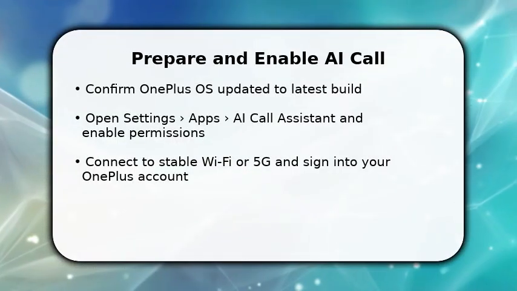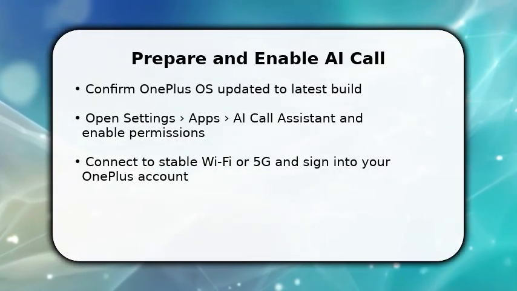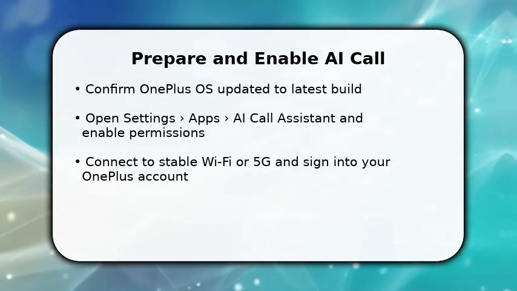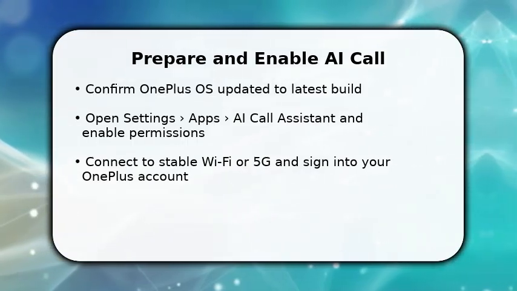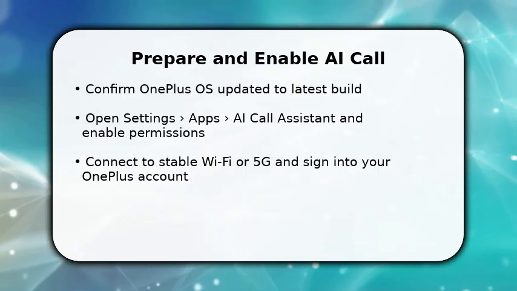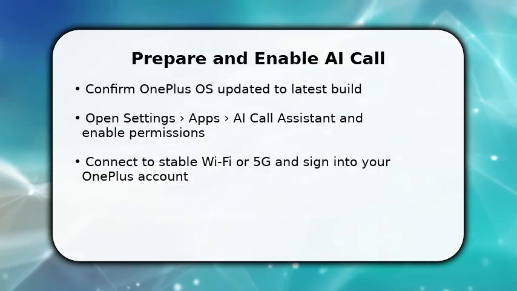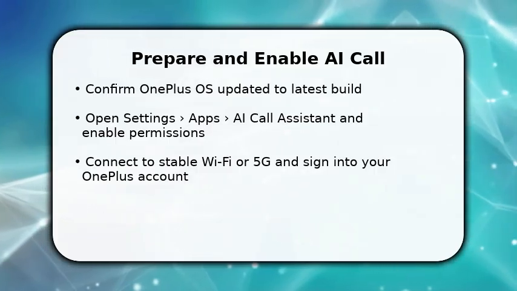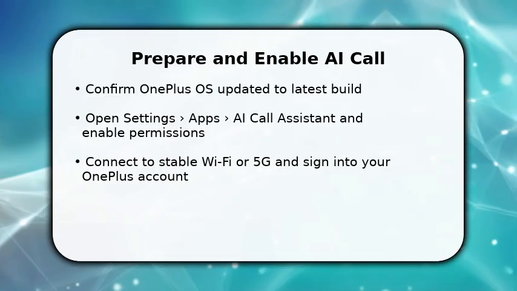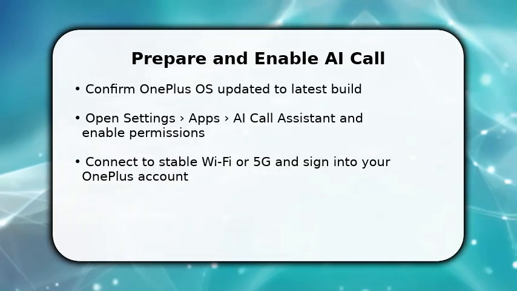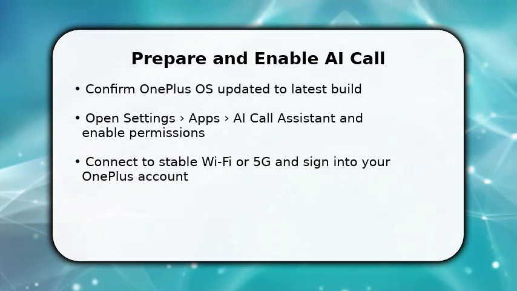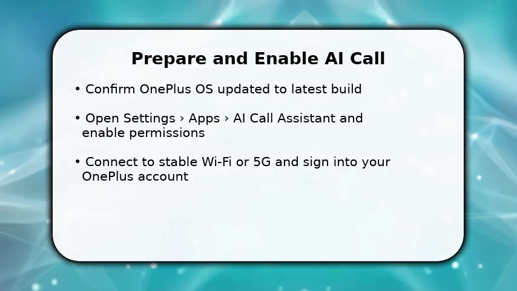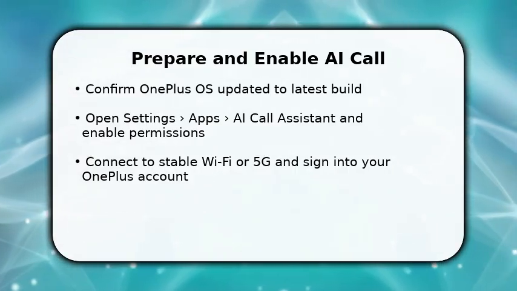You'll start by enabling the assistant and granting permissions so it can access calls and contacts. First, update your Oneplus to the latest OS version. This ensures the feature is present and stable. Once done, open Settings, go to Apps, find AI Call Assistant, and toggle on microphone, phone, and contacts access. Make sure you're signed into your Oneplus account and on a reliable Wi-Fi or 5G connection, so the assistant can download language models and sync preferences.